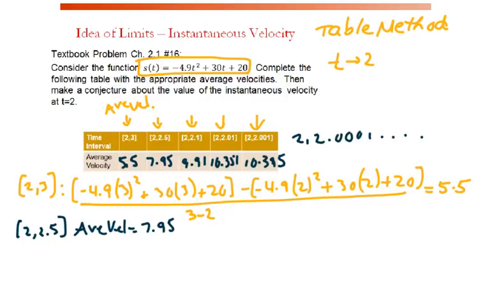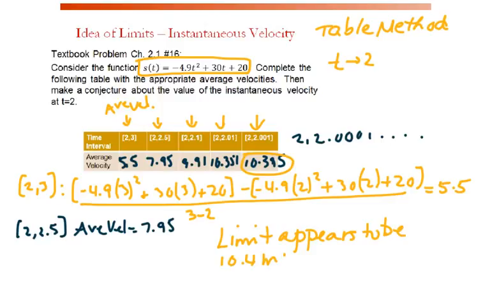This limit looks like, and here's a guess, the limit appears to be 10.4 meters per second. In fact, I'm going to give you a Maple Lab that demonstrates the table method, and you'll be able to see for yourself what happens. So that's the idea of a limit. It's a pre-exposure, and we'll do some computations in class.